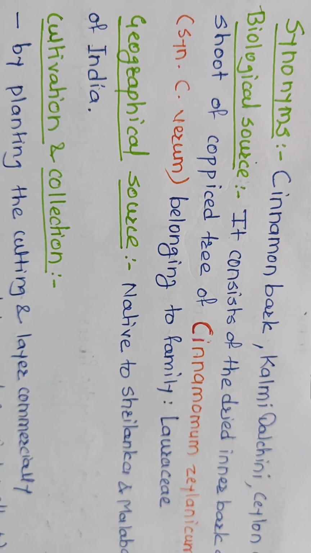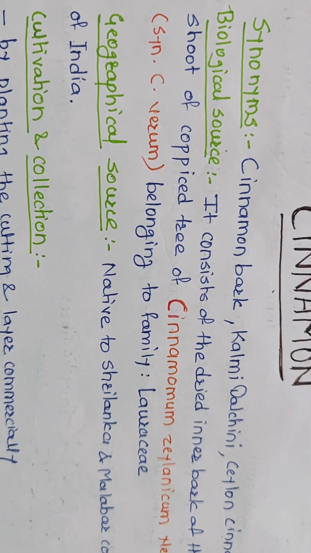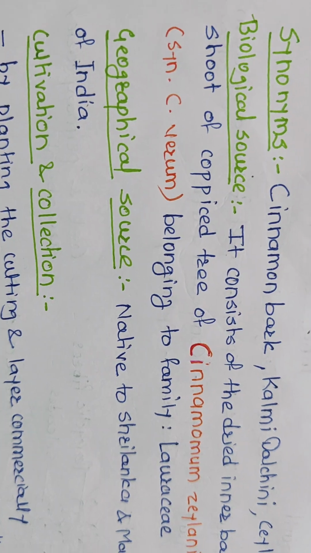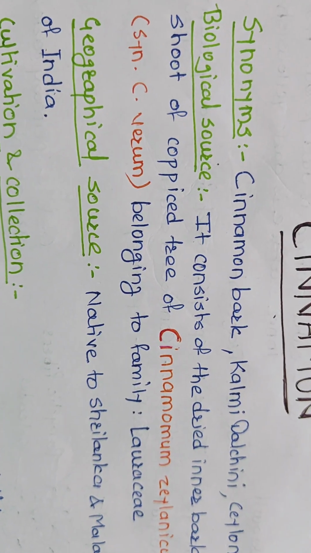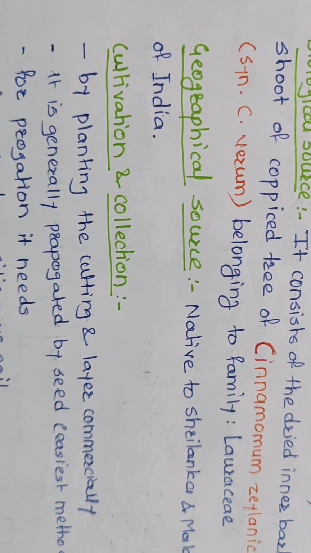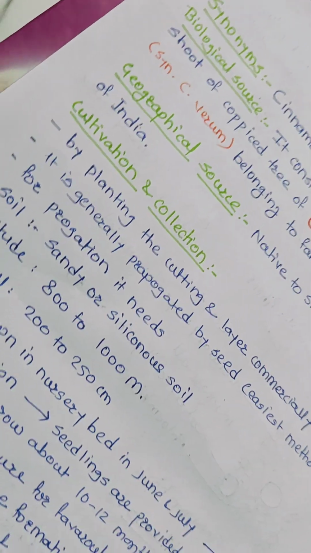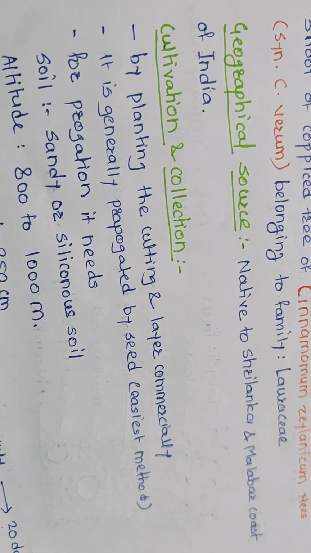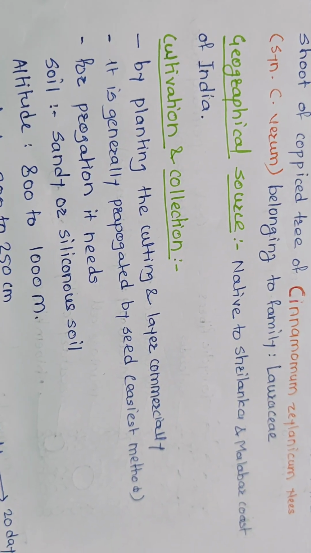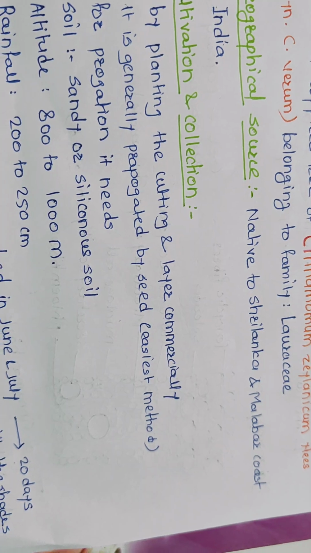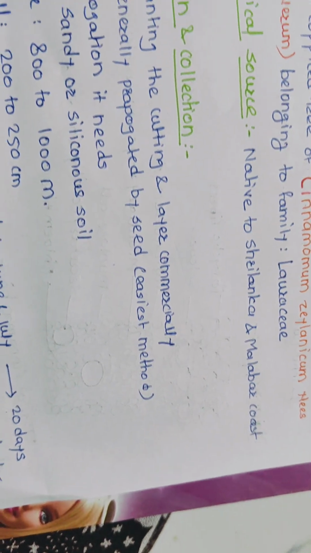Then geographical source: it is native to Sri Lanka and the Malabar coast of India. Favorable growth is generally found in Sri Lanka. So the cinnamon obtained from Sri Lanka is known as true cinnamon. Next is the cultivation and collection. For cultivation, it is propagated commercially by planting of cuttings and layering, and it is also propagated by seed. The seed method is generally adopted because it is the easiest method.